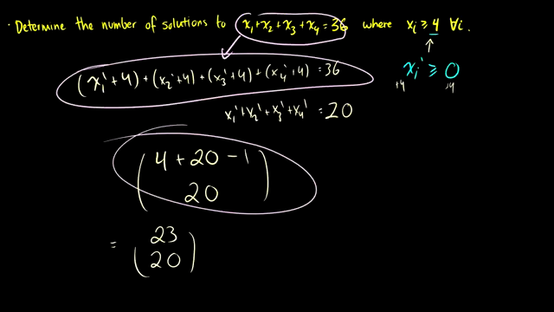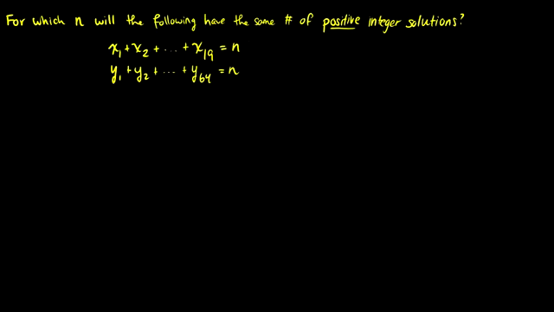Okay, second question, a little bit more difficult. We want to find the number of positive integer solutions to x1 through x19 is equal to 9, and y1 plus y2 all the way up to y64 is equal to n. So these need to have the same number of solutions, but they have to be positive integer solutions. So right now, all of our xi's have to be greater or equal to 1, and so do our yi's. So just like the previous question, we have to do some substitution.